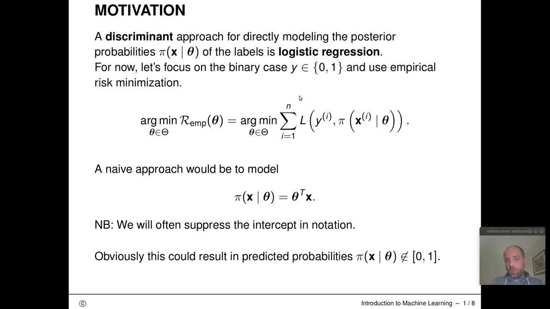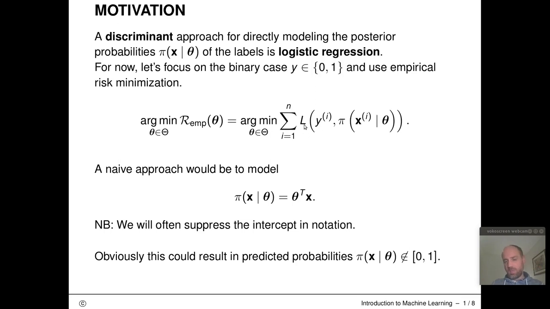So what we are doing is we are assuming we have a certain structure available, a certain functional form that models our posterior probabilities for an arbitrary feature vector x. So we have a function pi that depends on a parameter vector theta that takes an x and outputs a posterior probability.